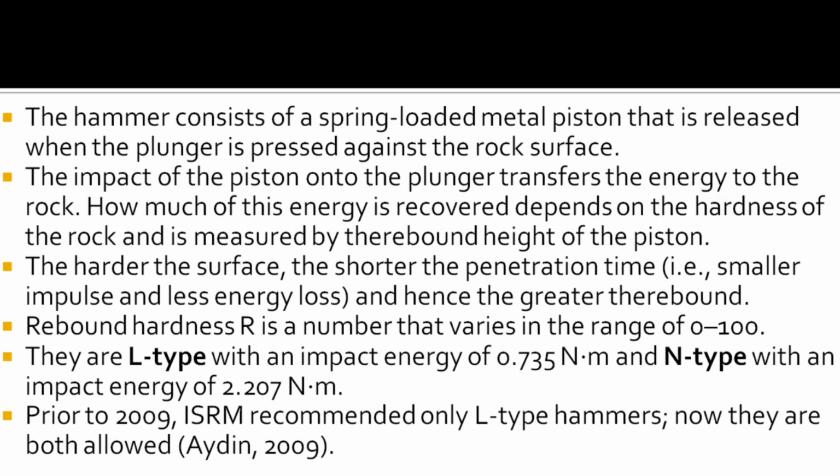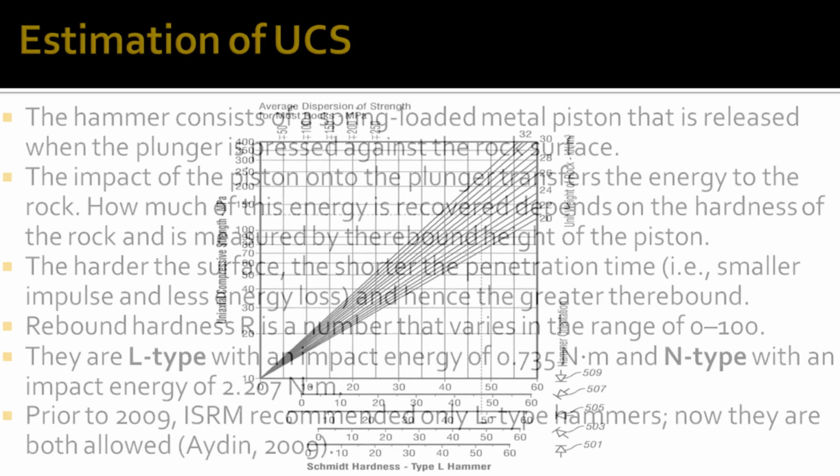There are two types of Schmidt hammer, L type with an impact energy of 0.735 Newton meter and N type with an impact energy of 2.207 Newton meter. Prior to 2009, rock engineers or engineering geologists usually employed L type Schmidt hammers. However, starting from 2009, engineering geologists have been using both L type and N type Schmidt hammers, the latter previously used mostly for concrete.